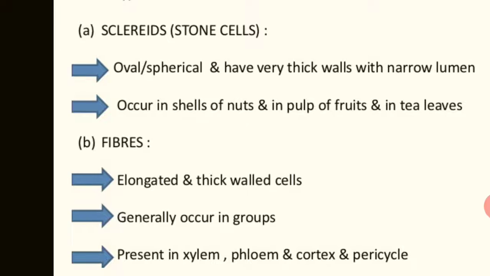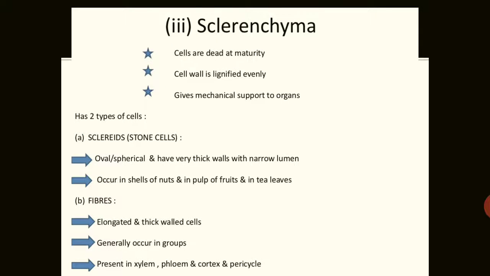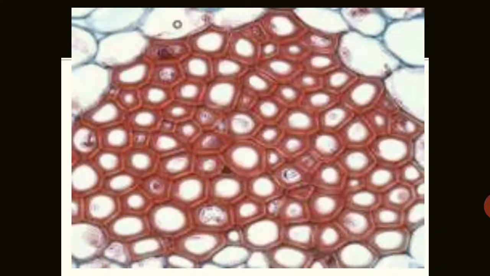The second type of cells are fiber cells, and fiber cells are elongated and thick walled cells. Generally they occur in group forms and are present in the xylem, phloem, cortex and pericycle areas of plant tissues. These are very hard tissues. After maturity, they become lignified and become dead tissues.